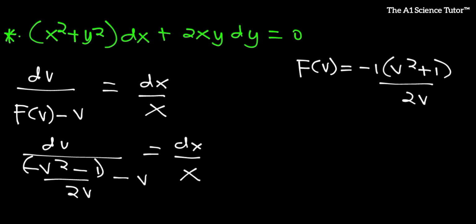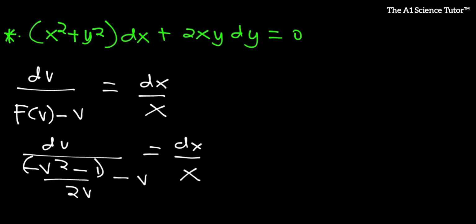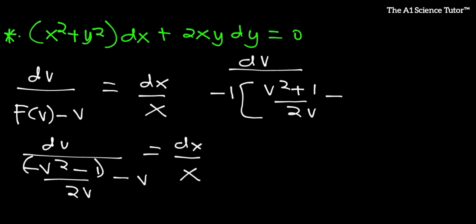So this is what we have. This is going to be dv divided by, now you can see that I actually have a negative here commonly, and I also have another negative there. So I can actually factor these out and keep it here. So we're going to have v squared plus 1 over 2v plus v. This is equal to dx divided by x, right?